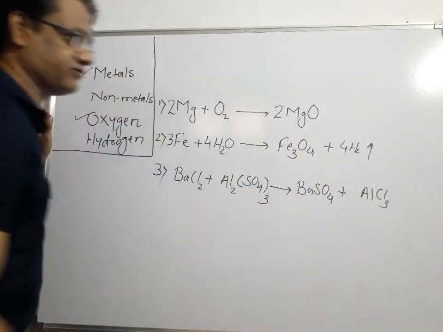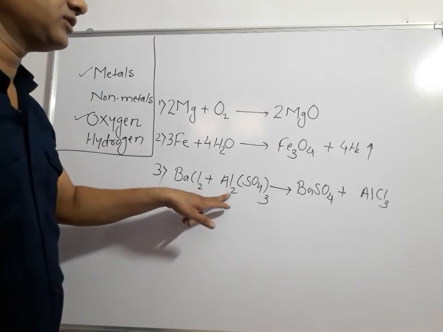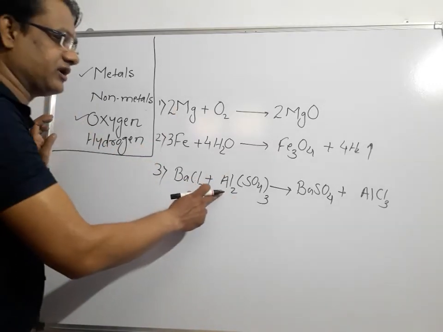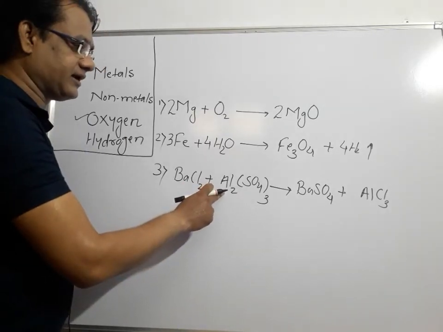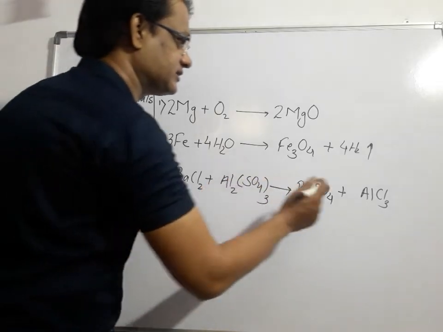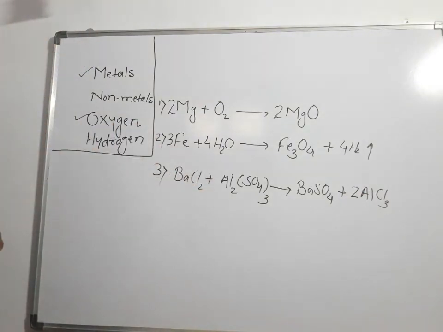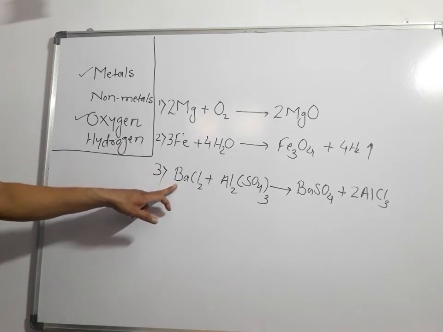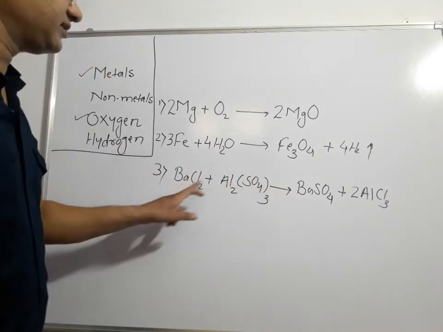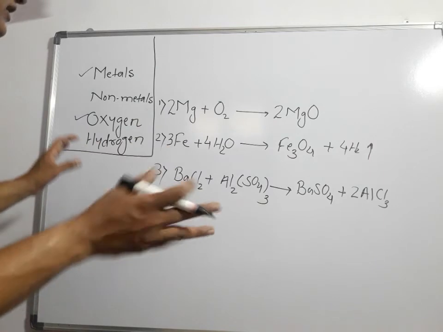Now we'll balance this equation. How will we balance it? First of all, we'll select the metal. Two metals are here, barium and aluminum. First of all, we'll balance the aluminum. How many aluminums are here? Two aluminums are here. So we'll put the 2 here. Now the aluminums are balanced. Now what will we do? There is another metal, that is barium. One barium is here, and here also one barium is here. So we won't do anything here. Then what will we choose?